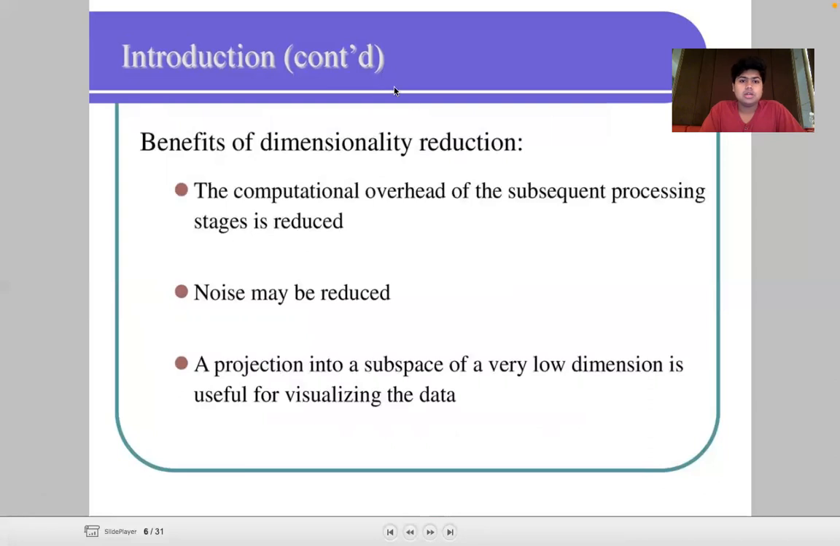Coming again to the introduction: the benefits of dimensionality reduction. The computational overhead of the subsequent processing stages is reduced. Also, noise may be reduced. A projection to a subspace of a very low dimension is useful for visualizing the data.